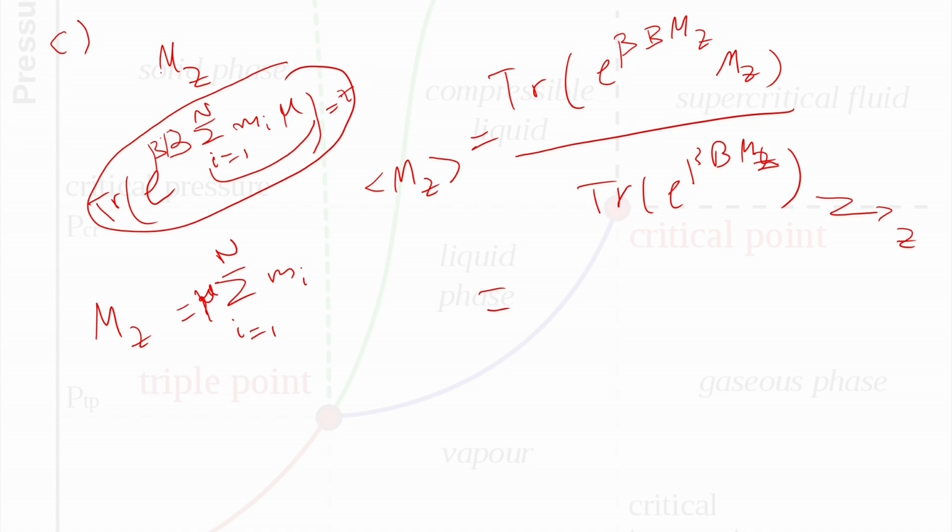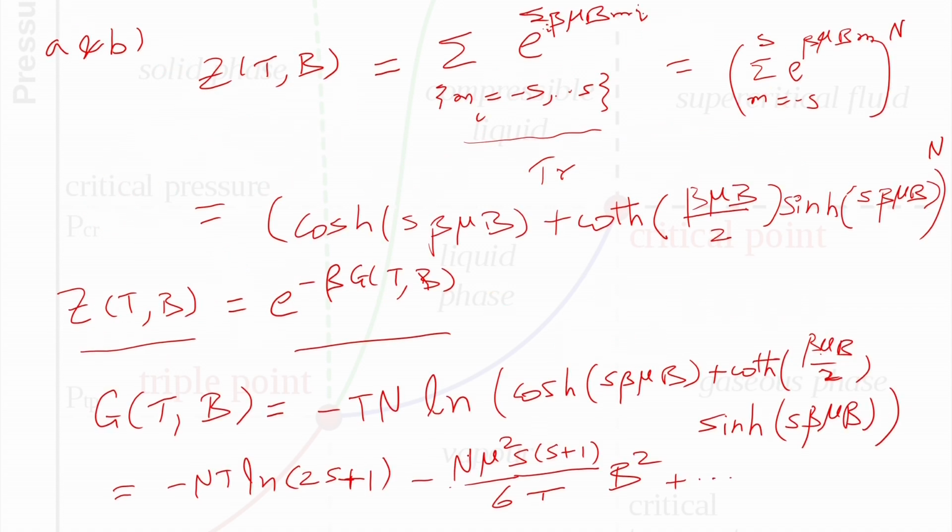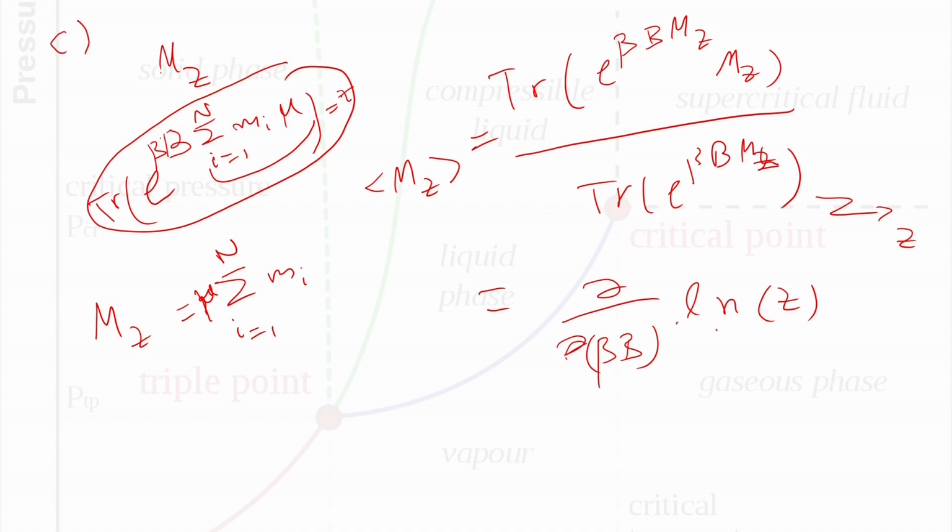basically you take the log, and you differentiate with respect to beta B and log Z. That's what you get. All right, so I'm going to do this. Remember that we just derived Z. So log Z is minus beta G. So this is nothing but minus beta G.